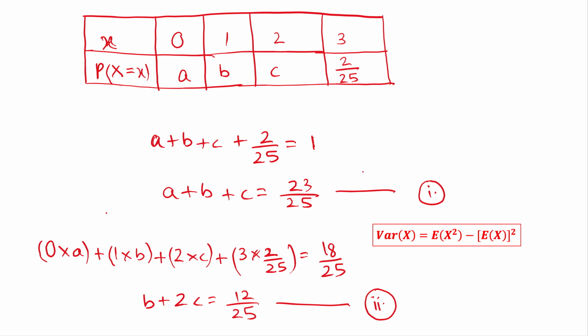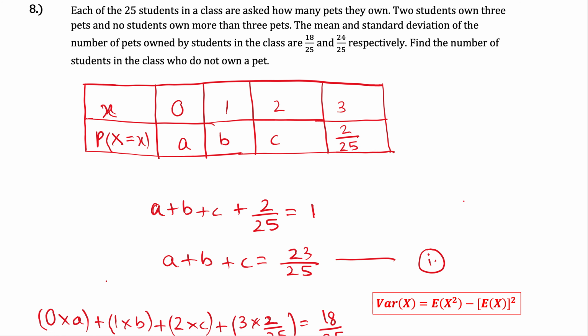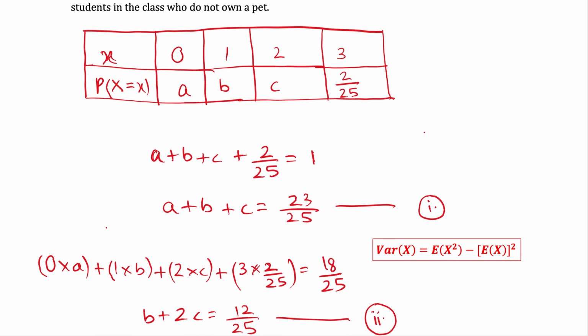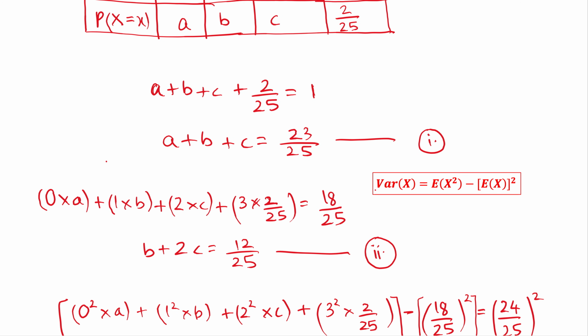And for the third equation, we need to make use of the standard deviation given to us, and hopefully we know that standard deviation squared gives us the variance. So that is what we'll use. The variance of x will equal the expected value of x squared minus the expected value of x whole squared. Now what this x squared means is that we square the score and then multiply it with the probability. So you will understand how we did this.